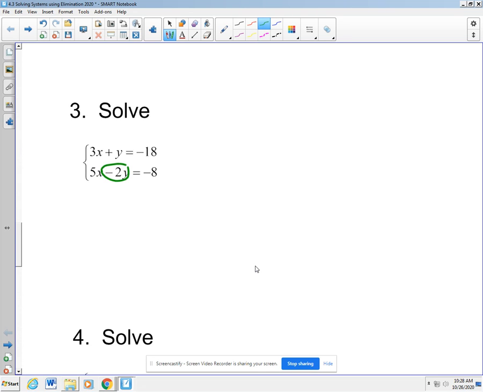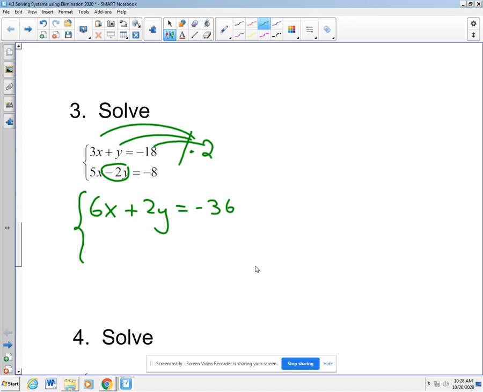So how do I get 2 in front of y? I have to multiply the entire first equation by positive 2. And this is the key moment of the lesson. So make sure that you understand why we are multiplying the first equation by positive 2. So now let's distribute. And don't forget to multiply the left side and the right side. So that'll be 6x plus 2y is equal to negative 36. And the second equation I will bring down. So it's 5x minus 2y is equal to negative 8.